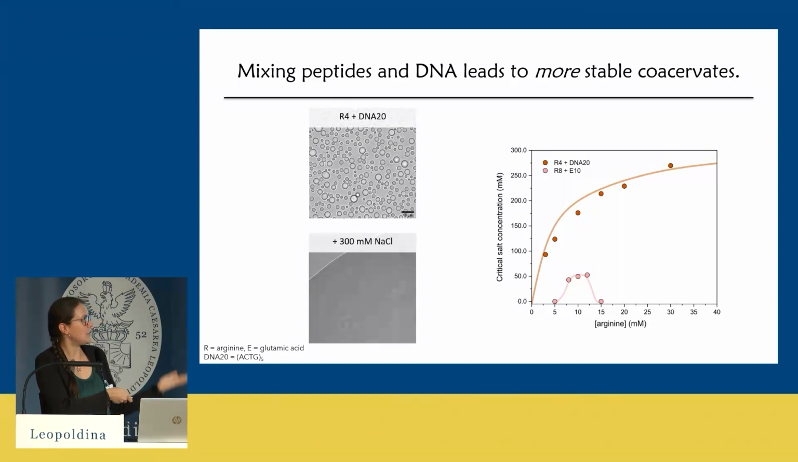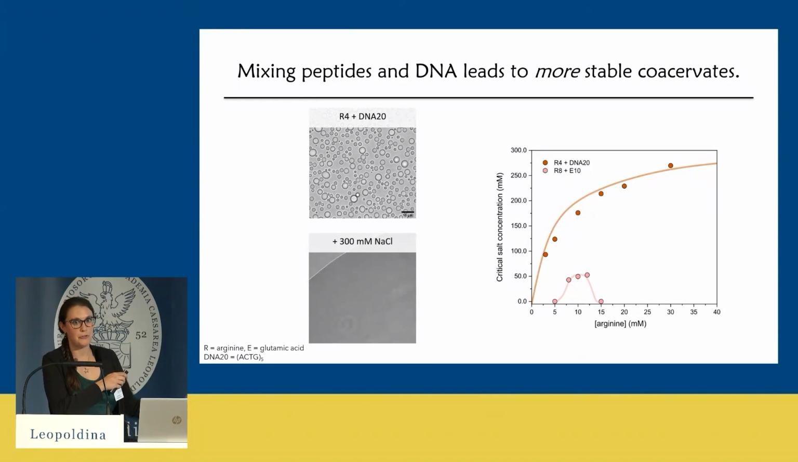The second aspect that you can notice is that this curve is actually quite symmetrical, while this one is not. The fact that this is symmetrical tells us that you need to have relatively similar concentrations of a positively charged peptide and a negatively charged peptide. This is not the case with DNA. You can have a much wider range of concentrations of your building blocks, and you still end up with coacervates.